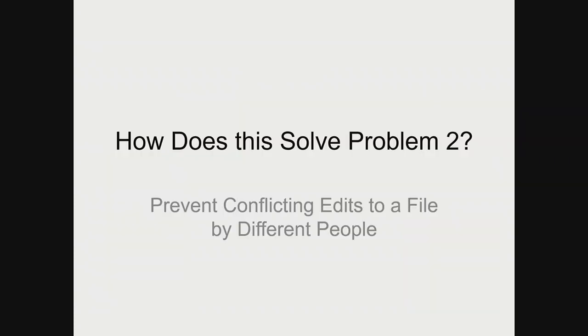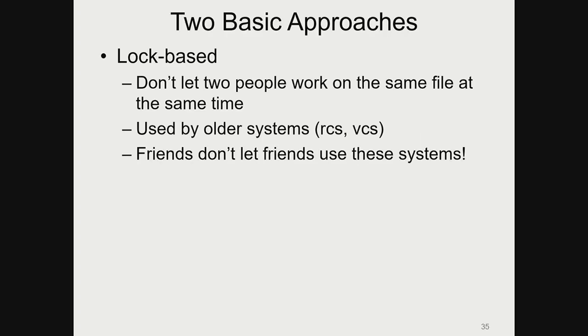Okay, so let's talk about how this solves problem 2. That's what we haven't talked about. Basically, we want a way to prevent conflicting edits by different people. In version control systems in general, there are two ways to do that. One is called lock-based, where we don't let people work on the same file at the same time. This is basically a synchronization approach, and this is used by most of the old version control systems. I don't think you've heard of them. I personally didn't use them before, so don't feel bad about not hearing of them.